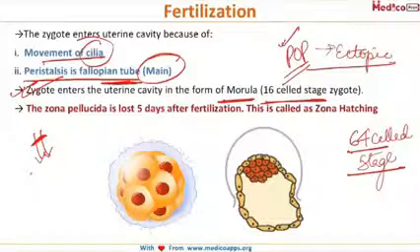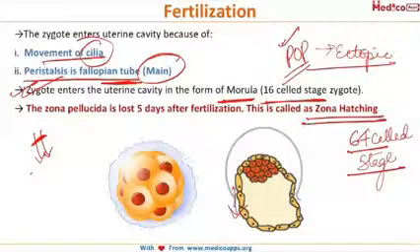Now, the lysis of the zona occurs due to blastocyst enlargement and the escape of the embryo, and this is called zona hatching. So, this occurs on the 5th day. You might have a question on which day zona hatching occurs, and this is the 5th day. Blastocyst forms on the 5th day, zona hatching occurs on the 5th day.